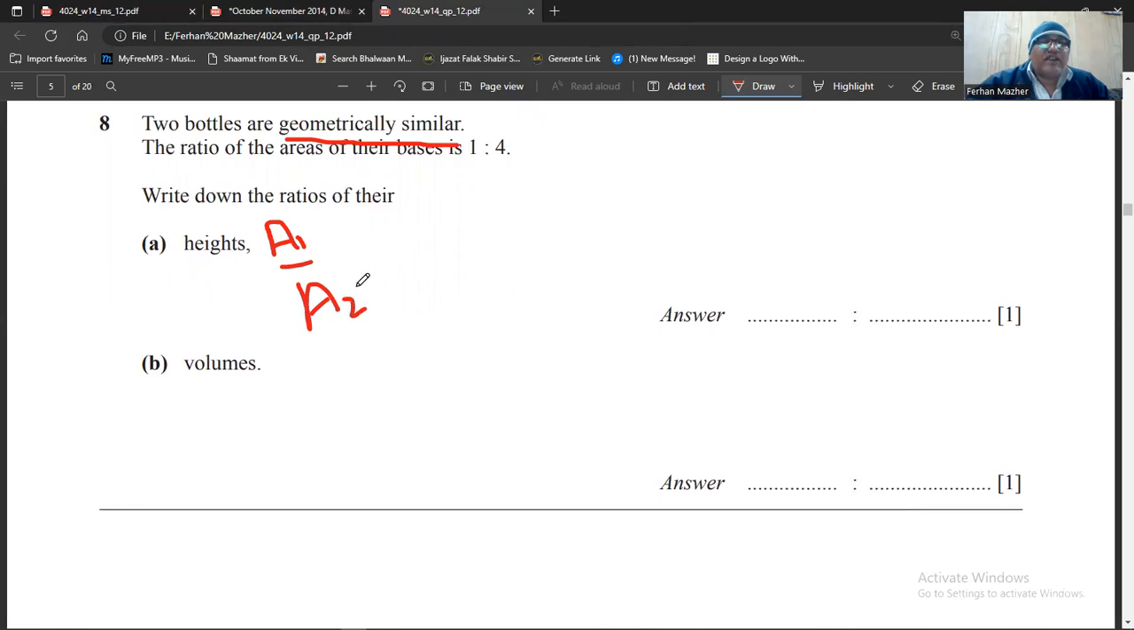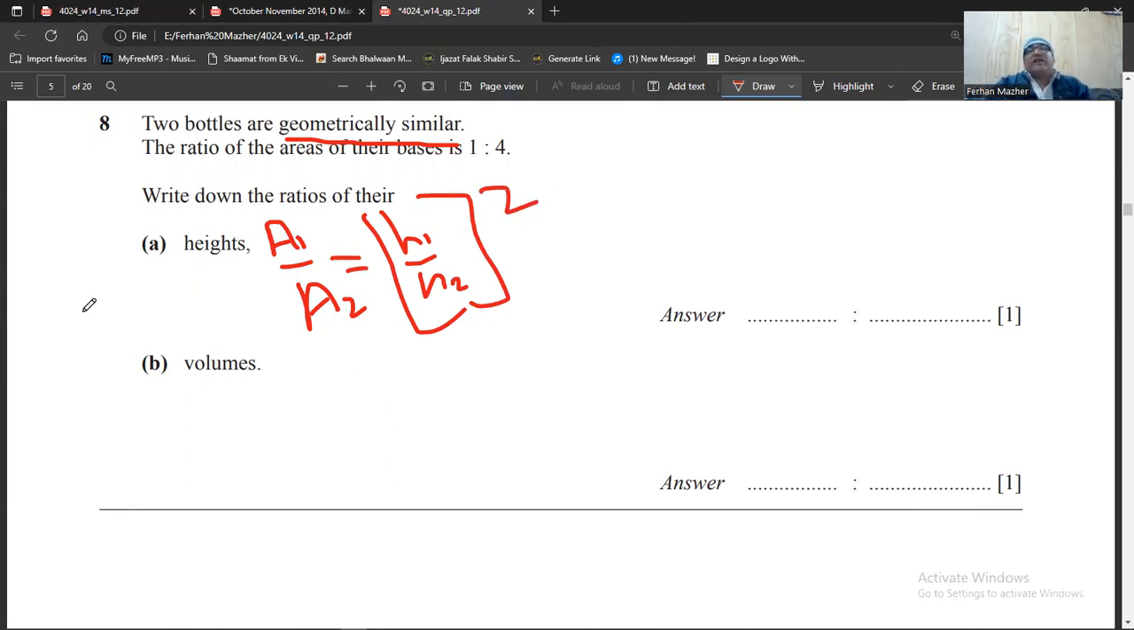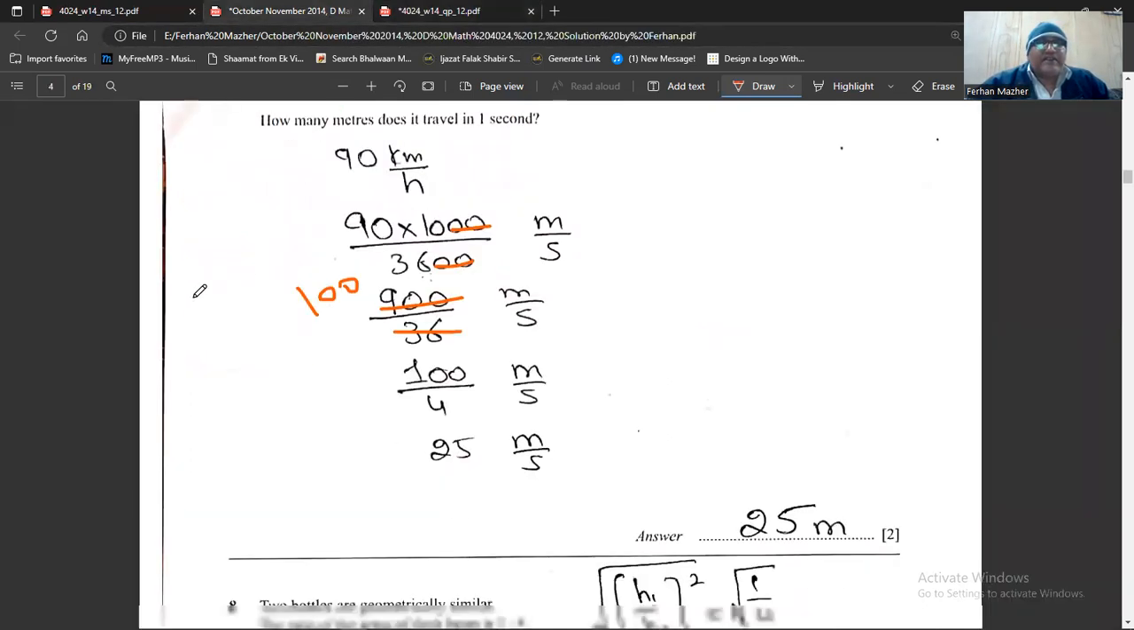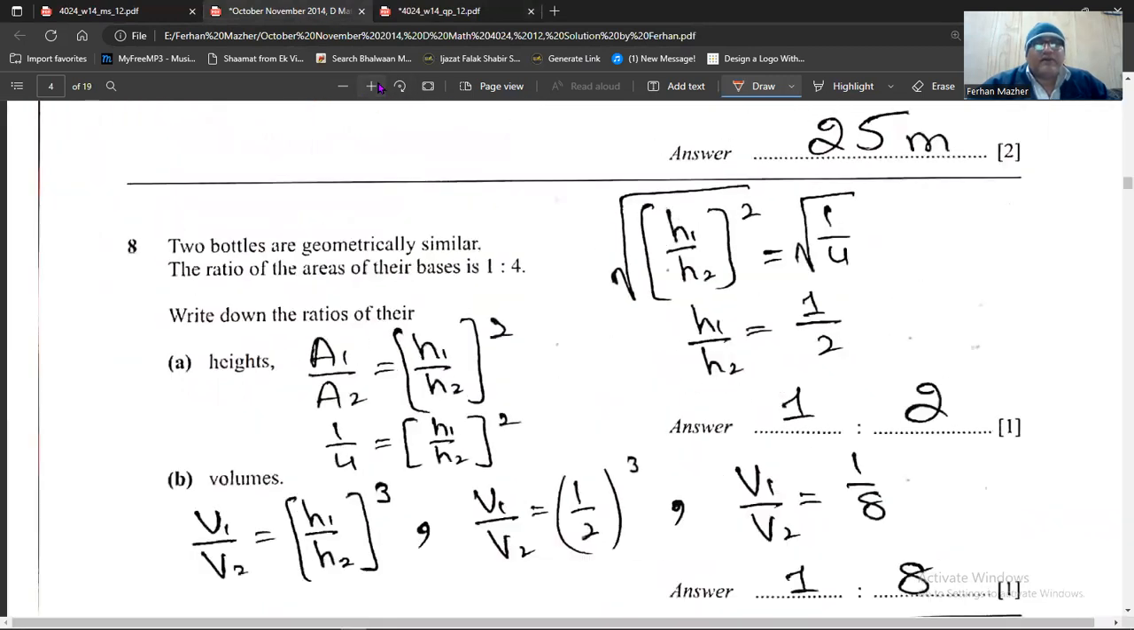The ratio of their areas is equal to the ratio of their sides, which can be length, width, height, or radius, and it's squared. So the ratio of the areas is equal to the ratio of their heights, squared. So very easily I can find this, and here we go.